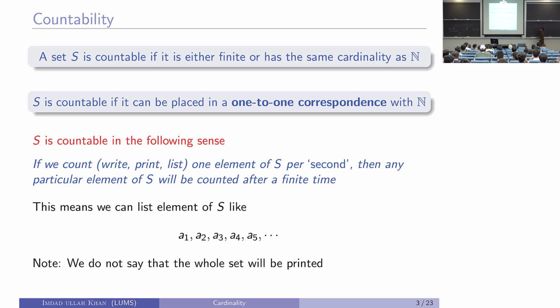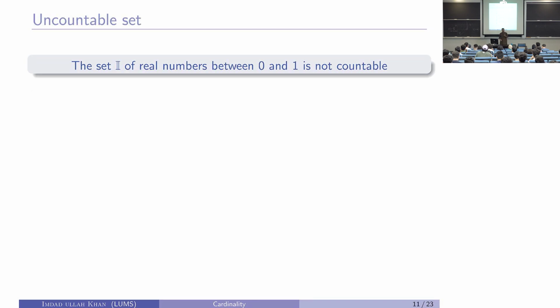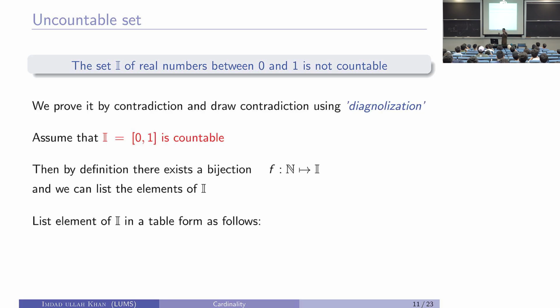Okay, so again, the statement is deep and important, but the technique is much more important for you, for your careers or your understanding of things. So, the diagonalization technique. We are going to use a proof by contradiction. We are going to prove that if the set I of numbers between 0 and 1 was countable, then something really bad happens.